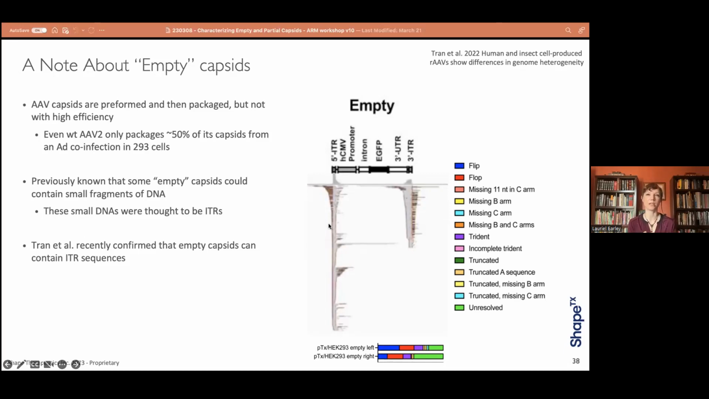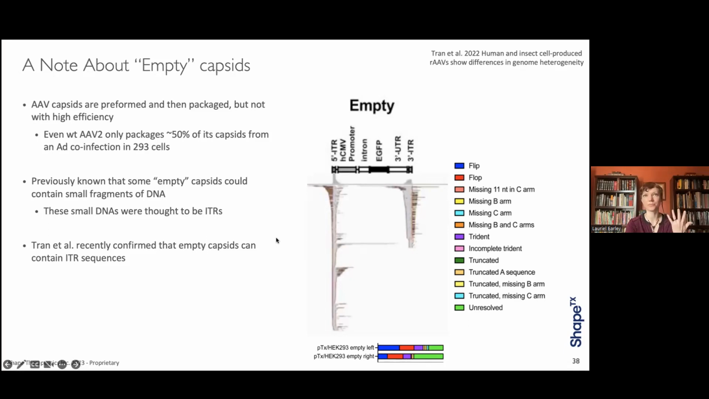So this is just to say that even if we call a population of capsids empty, it may not actually be totally empty. It might have small sequences of ITRs in it. So we need to be cautious when we're using terms like empty, partial, and full, and what those really mean to our cells, or to our understanding of AAV.